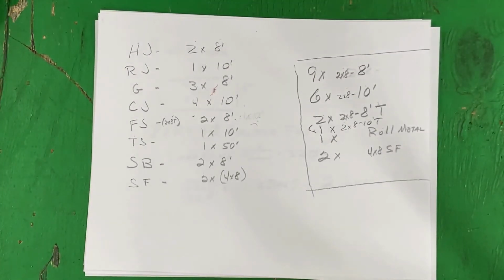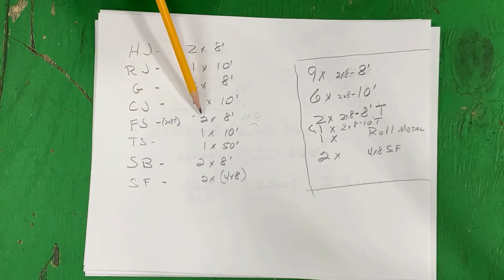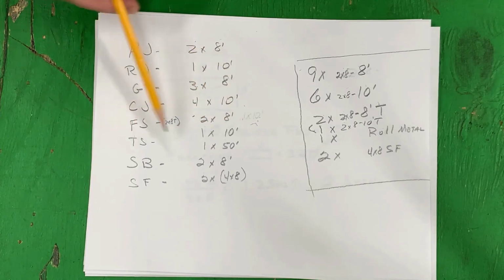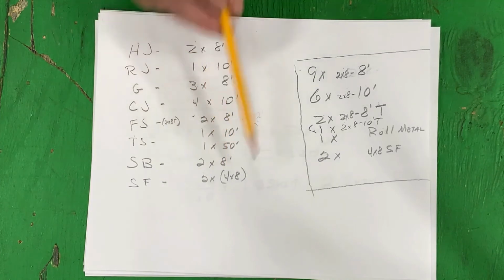All right, let's get down to some actual quantities. So then I rolled up an actual list here, and this is what I've got to quote to buy. Header joist, I needed 2 at 8 feet. Rim joist, I needed 1 at 10. All the way down our list here. So floor seals, I needed 2 at 8, 1 at 10. Termite shield, solid blocking, 2 at 8. Subfloor is 2 4x8 sheets.